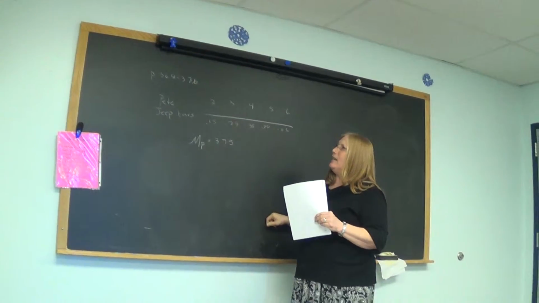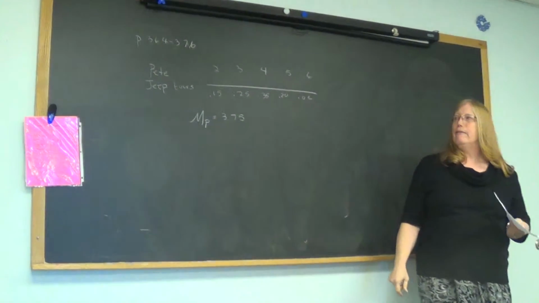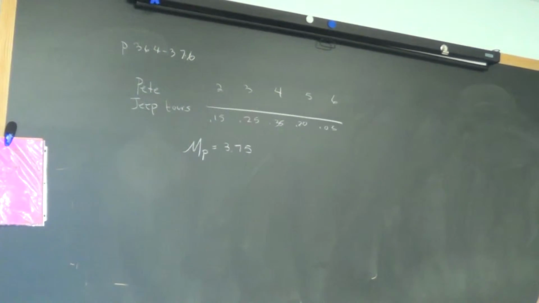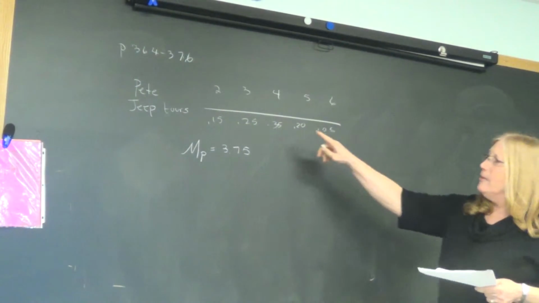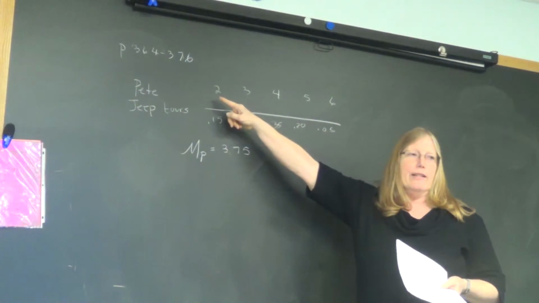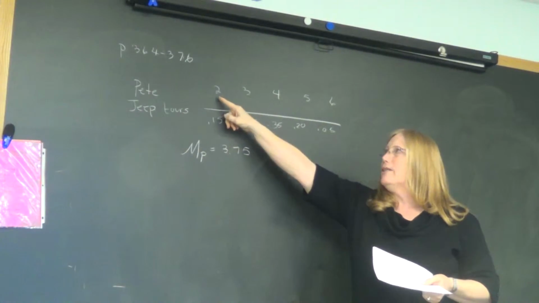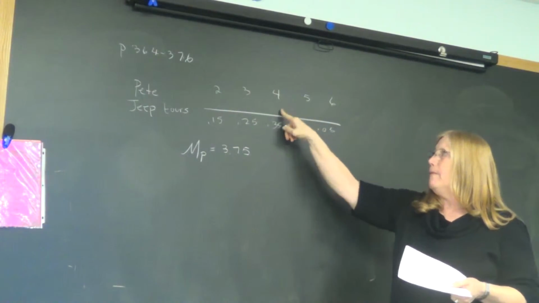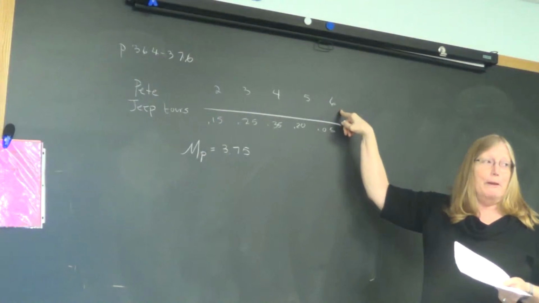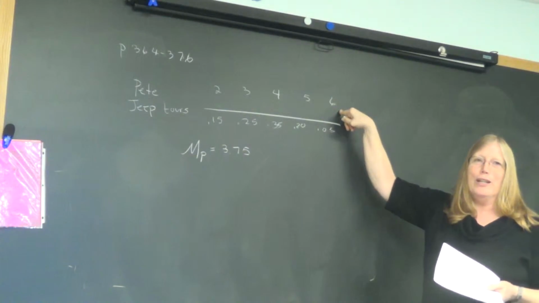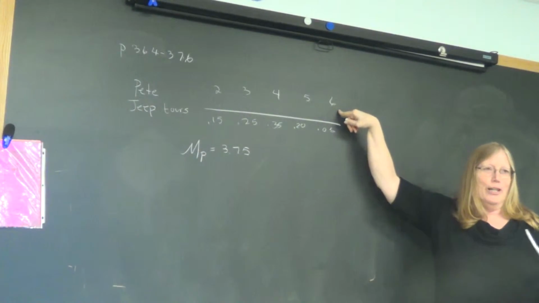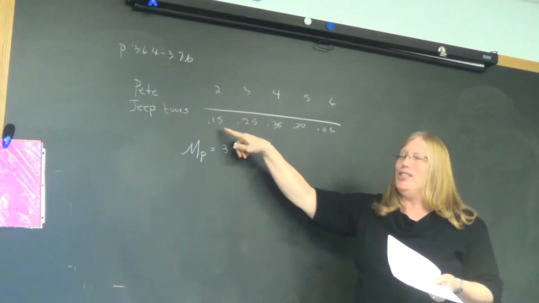We're going to study today's work by looking at an example of Pete and the Jeep tours that he conducts. He will not have a Jeep tour for less than 2 people, so here are the options: 2 people, 3 people, 4 people, 5 people, and 6 people crammed into a Jeep on a tour. Does not sound fun, but whatever. Maybe he has large Jeeps.